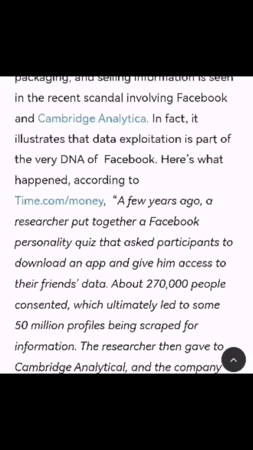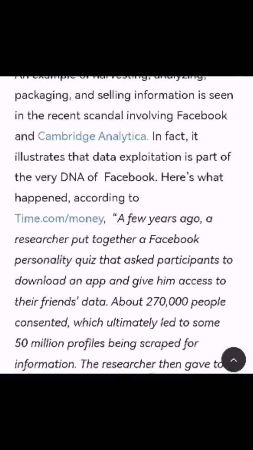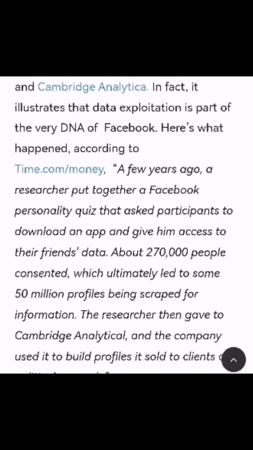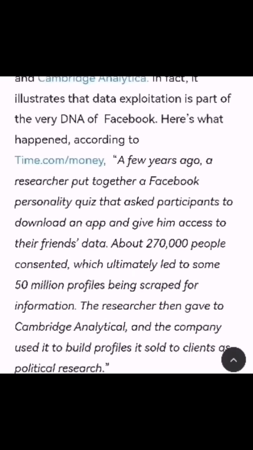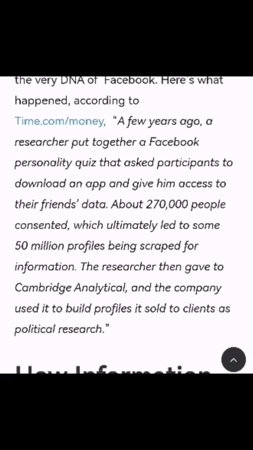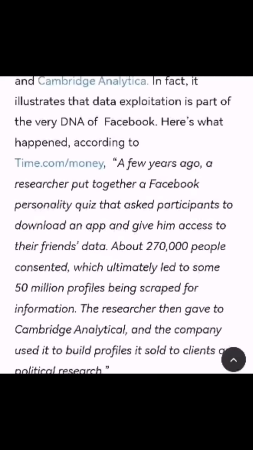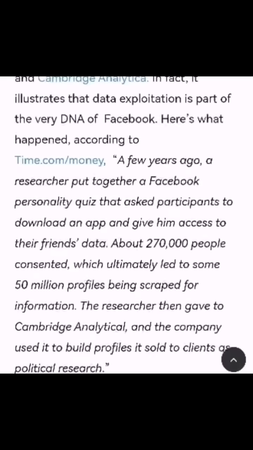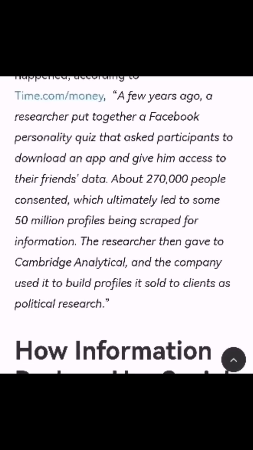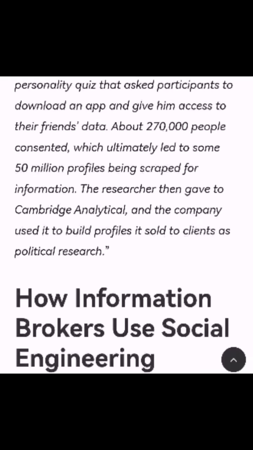An example of harvesting, analyzing, packaging, and selling information is seen in the recent scandal involving Facebook and Cambridge Analytica. In fact, it illustrates that data exploitation is part of the very DNA of Facebook. Here is what happened according to time.com/money.